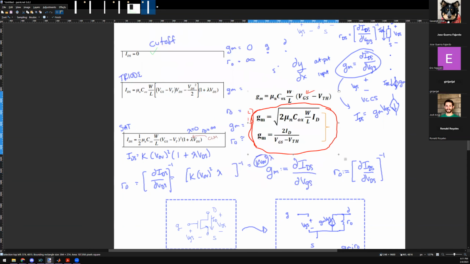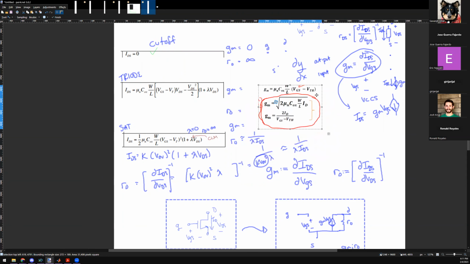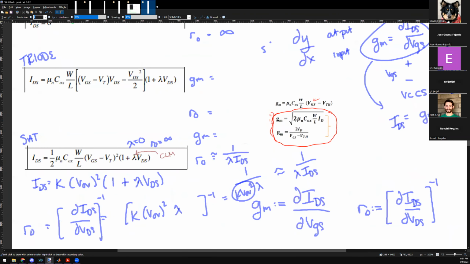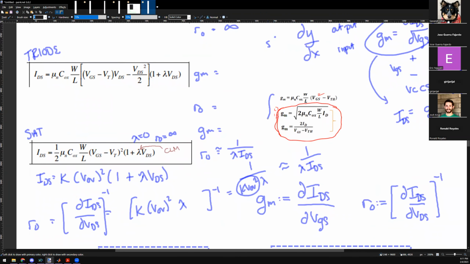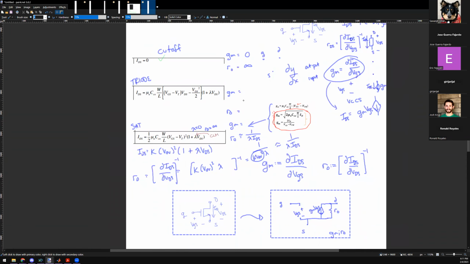And these three definitions are only applicable where? Looks like they're applicable in saturation, I believe. Yeah, only saturation. These have their own equations. You got that? Yeah.